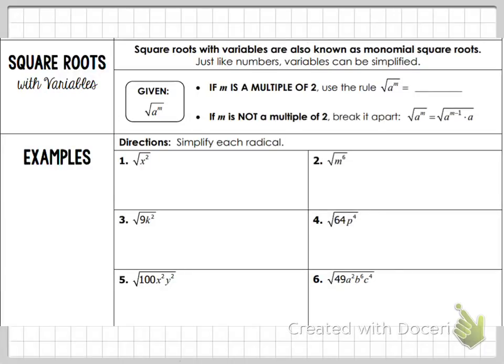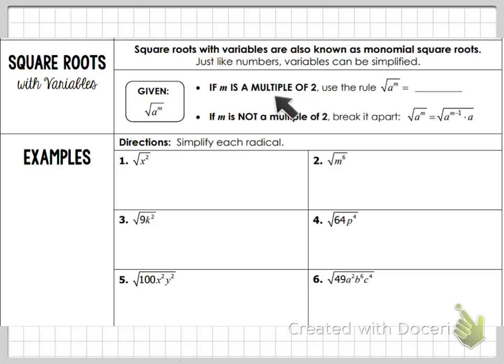Okay, so today's lesson is on square roots with variables. Square roots with variables are also known as monomial square roots. Just like numbers, variables can be simplified. There's just two rules that we need to talk about before we get into it.